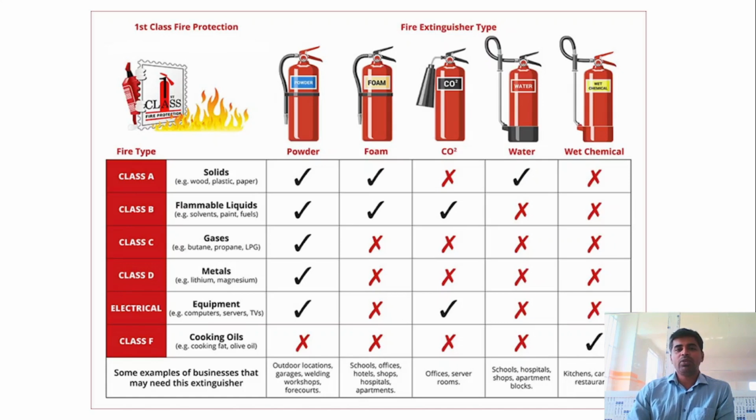And when we go for class C fire, that is LPG, propane. These all come under class C fire. Usually in the kitchen we are using an LPG cylinder, so that comes under class C fire. Then class D, and electrical.